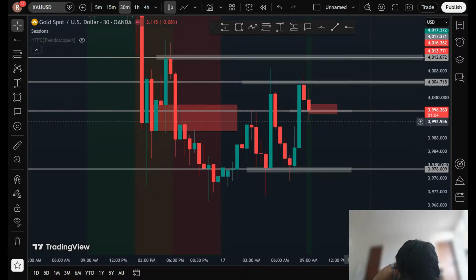What is trading psychology and how to manage a $100 account? One or two trades a day. That's it. On your last trade, your stop loss was below the 30-minute low? Yes. The stop loss was below the 30-minute low.